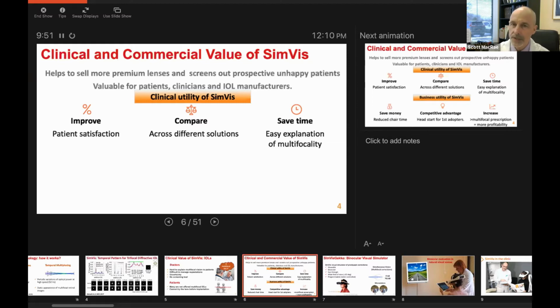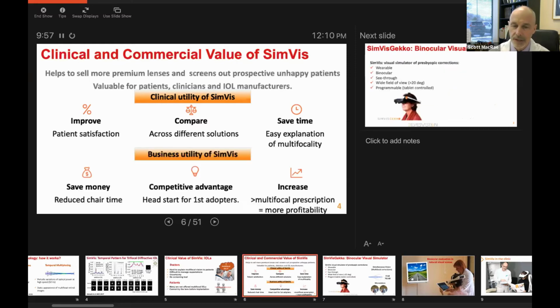And it also saves time because you have a way of actually demonstrating this to the patient in terms of their multifocality. And from a business standpoint, it saves money in terms of chair time. It also offers a competitive advantage in the sense that practices that are using this are perceived as being very advanced in terms of using technology to actually articulate this to the patient. And also, it increases the multifocal presbyopic commercial availability in the sense that it makes it more accessible for them to understand the effect of a multifocal.